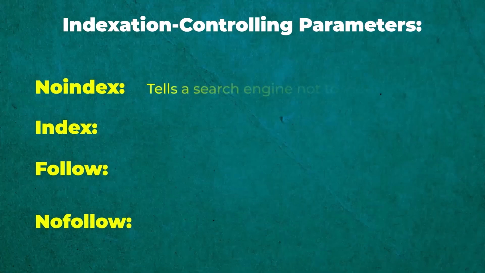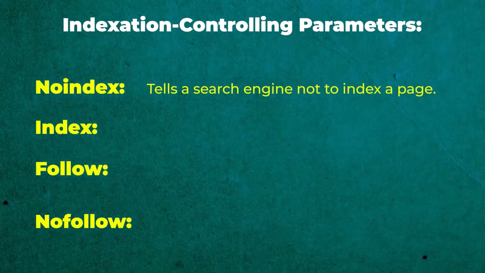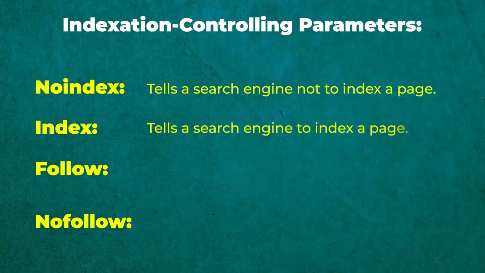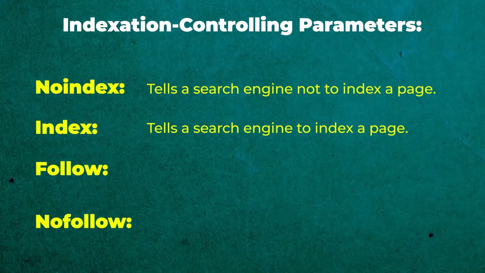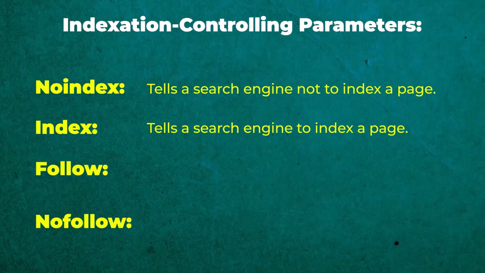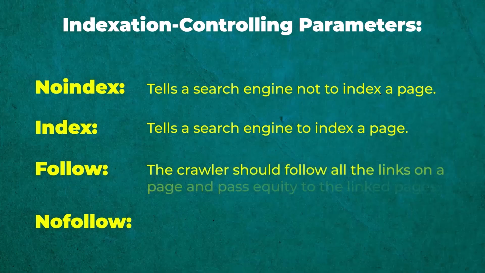Starting off with noindex, it tells the search engine not to index the page, and index does the exact opposite. It tells the search engine to index a page. Now the index parameter is set by default, so you do not need to add it inside the meta tag. Anyways, next up we have the follow parameter.